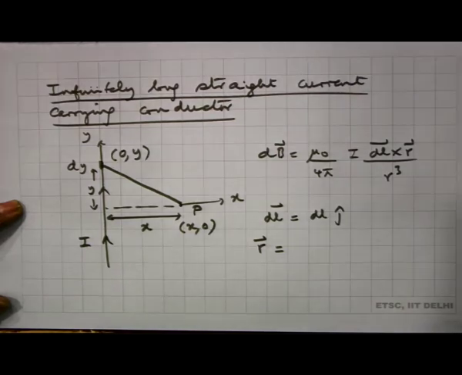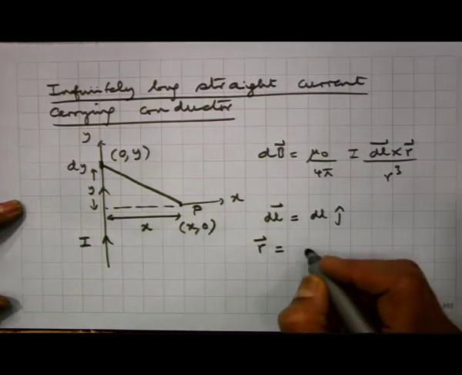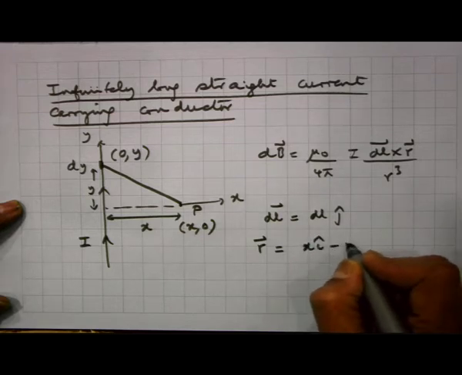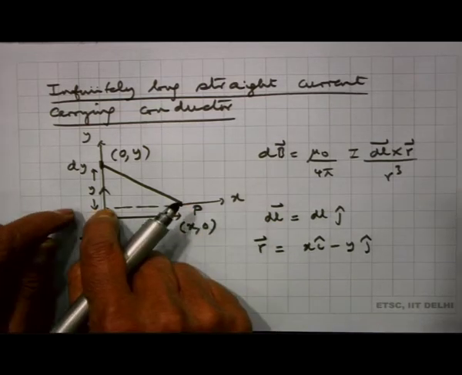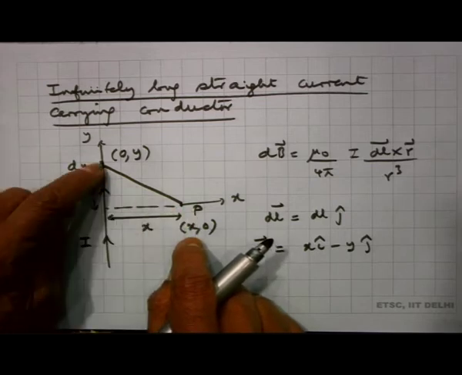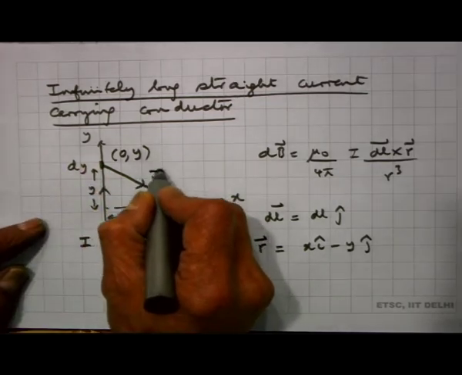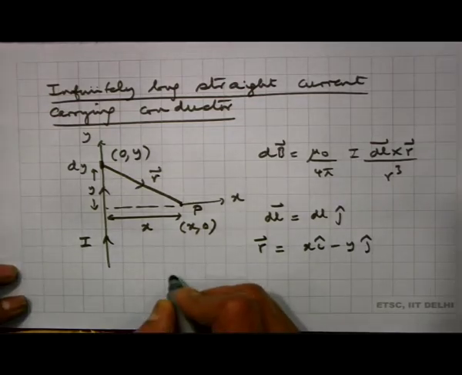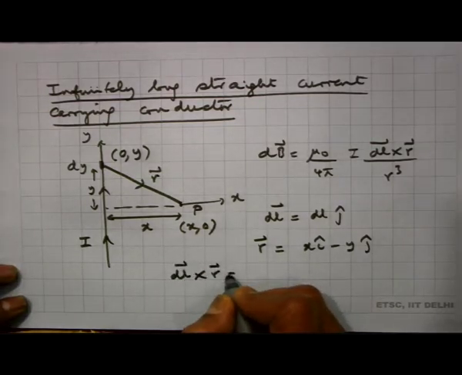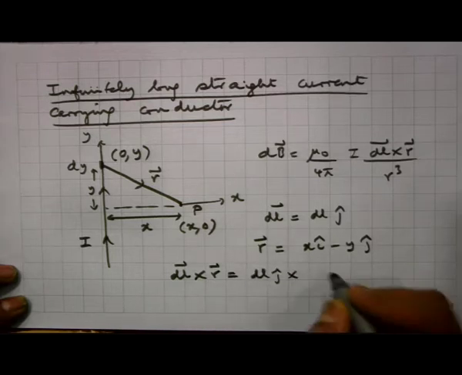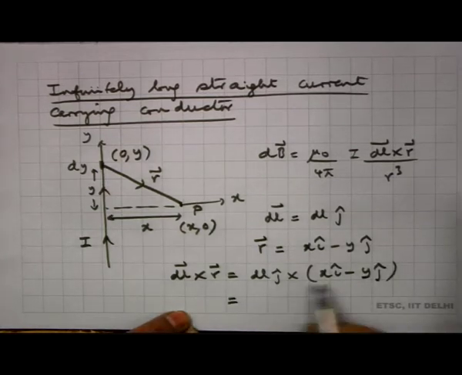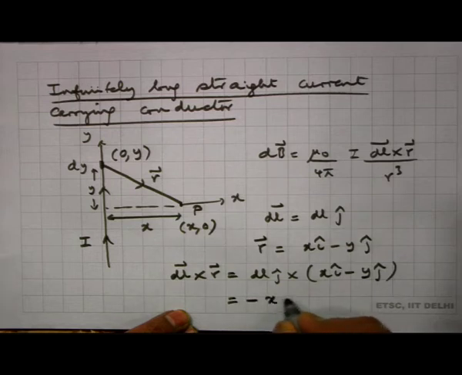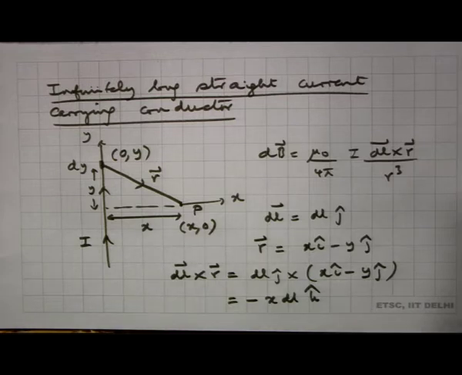So, this will be x i minus y j. This vector from here to here is x i, and from here to here the vector is y j. So, this vector minus this vector gives me this vector. So, this r vector is like this. So, dl cross r is equal to dl j cap cross x i cap minus y j cap, which is equal to, so j cap cross i cap is minus k cap, so minus x dl k cap, and j cap cross j cap is 0. So, dl cross r is minus x dl k cap.